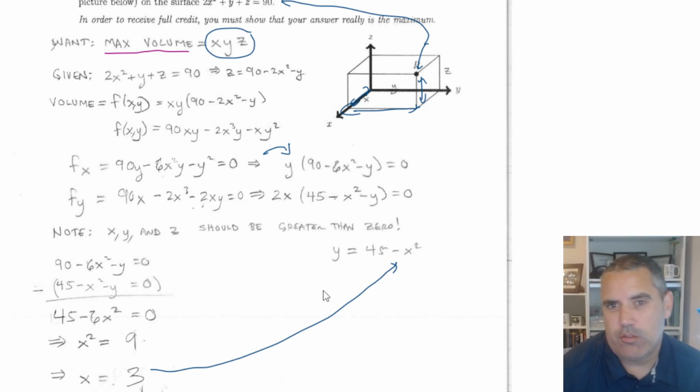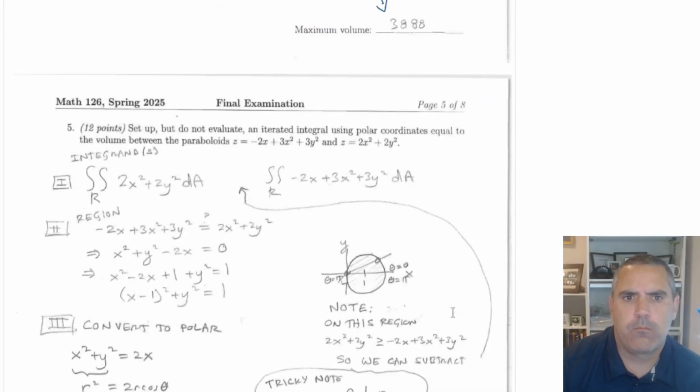Your justification could be saying something about the boundaries, something about how it can't be 0, and this is the only critical point that's not 0, or you can do the second derivative test. All right. Then we had this one.